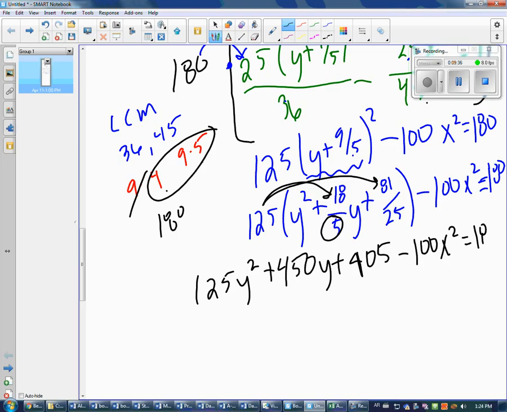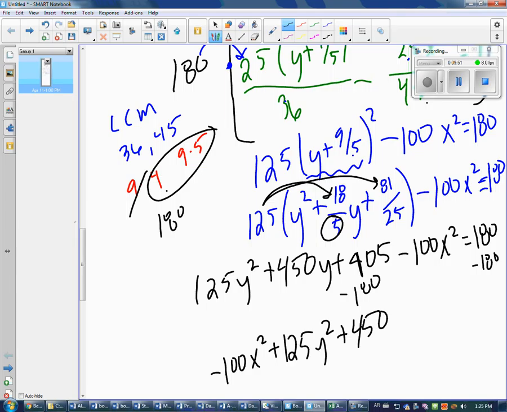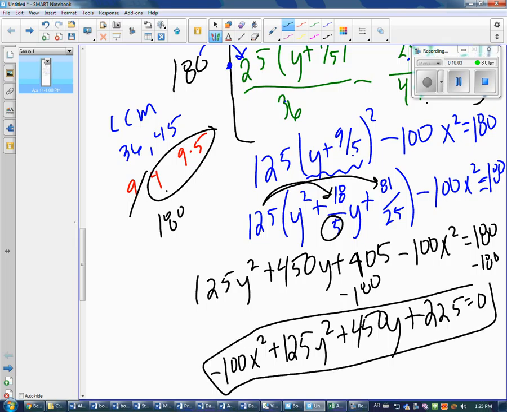And then there's really just one move here. I need it to equal 0, so I'm going to subtract 180 from both sides. And then I'm going to put the terms in alphabetical order. So negative 100x squared plus 125y squared plus 450y plus 405 minus 180. I'm just going to do that one on the calculator really fast. 225. So that's the equation in general form. You will be assessed on this. We're going to keep going, and on the next page, we're going to do number 17.